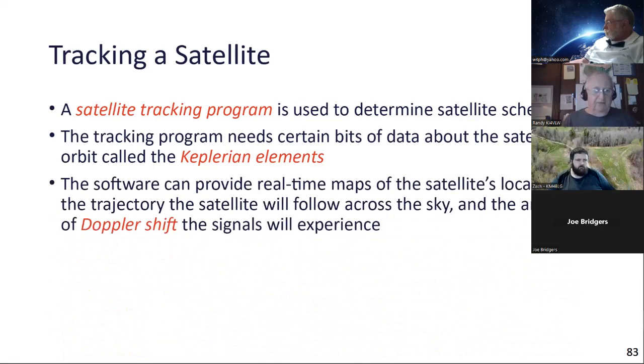The software can provide real-time maps of the satellite's location, trajectories the satellite will follow across the sky, and you can actually see this on the NASA maps that they put on the internet. And the amount of Doppler shift the signals will experience. A lot of people like to do this and make communications with a satellite bounce versus a moon bounce. Okay, Howard?